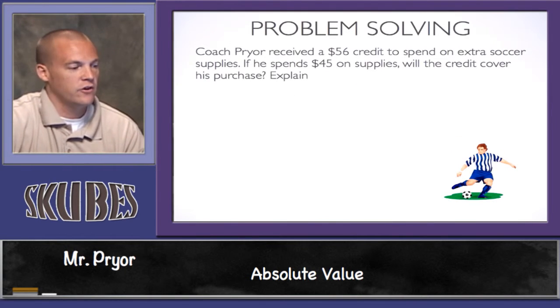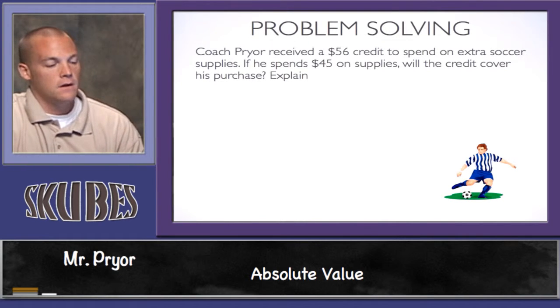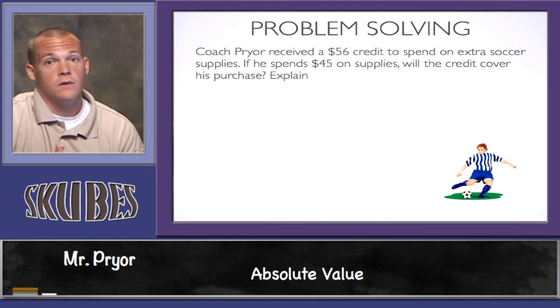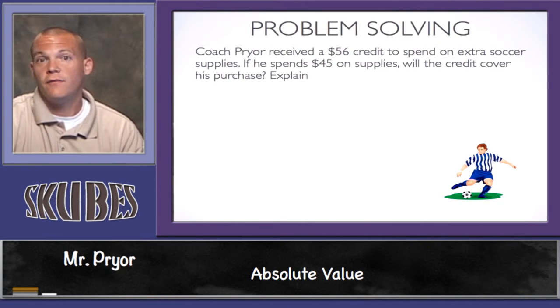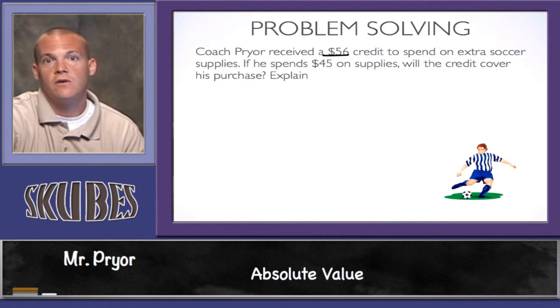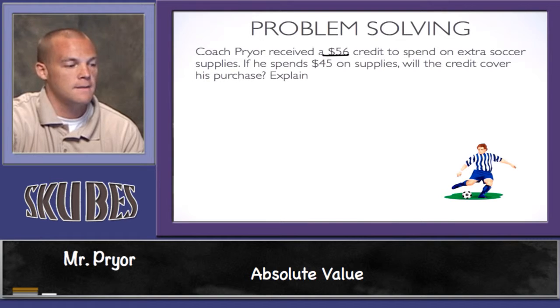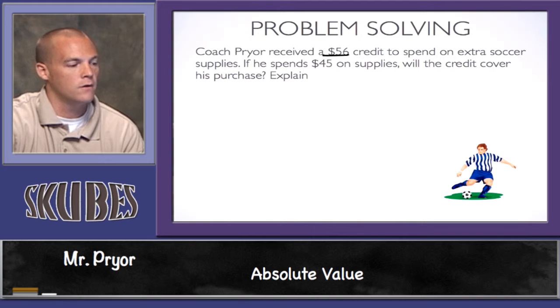And the next one says Coach Pryor received a fixed $56 credit to spend on extra soccer supplies. If he spends $45 on supplies, will the credit cover his purchase? So ultimately what they're really going to want you to understand here is what a credit is. A credit would be something that a company gives you maybe because they made a mistake. So they made a mistake and they're offering you free spending basically. So they're giving Coach Pryor in this case $56 of free credit towards their store to spend some money. It's important for you to know that because otherwise this problem might be a little confusing for you.